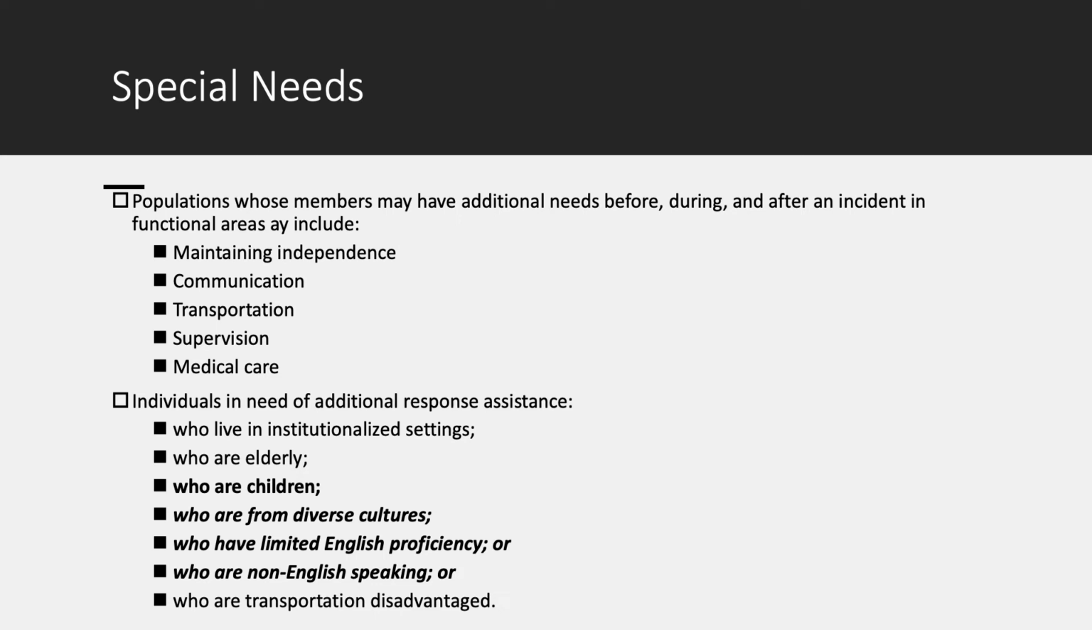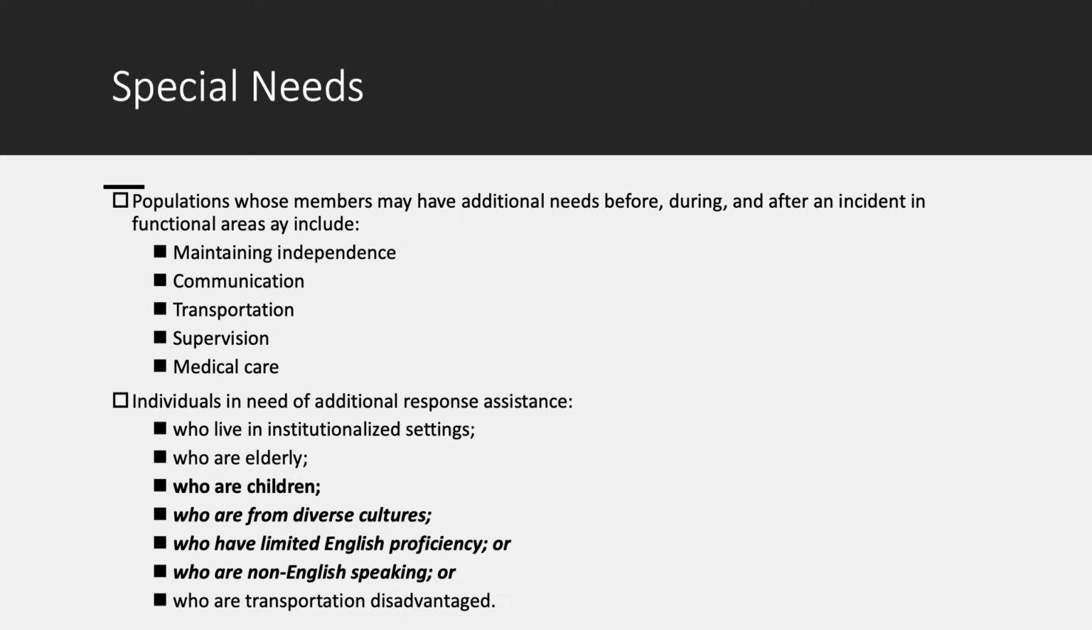Some of the special needs that people have, when people refer to special needs populations, and this is language that changes over time. Again, some people say special needs, other people say at risk. Nobody is really happy with any of these words or any of the definitions that are used, but you will see this sometimes used in information about disasters. So these are populations whose members have additional needs before, during, and after an event.